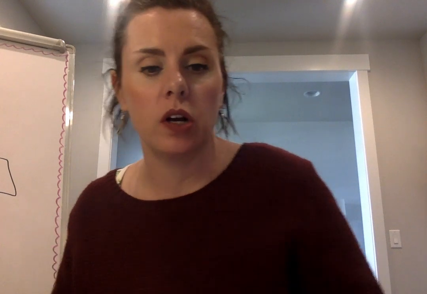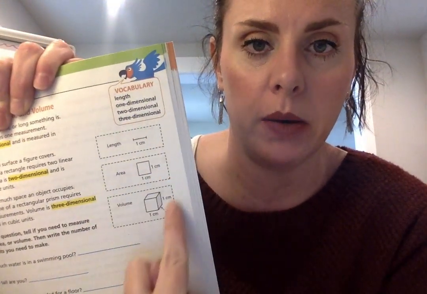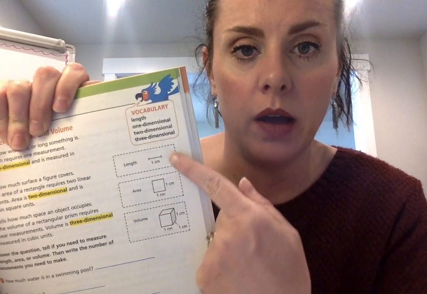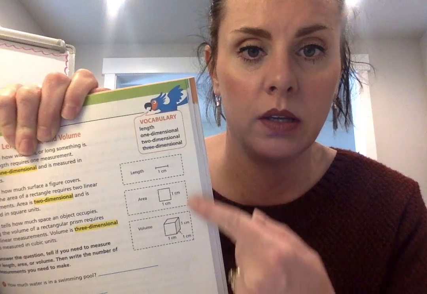All right, guys, we are starting right at the top. It says compare length, area, and volume. And on the right-hand side, there is a great diagram to help us understand what we're talking about right here. We've got length, we've got area, and we've got volume. Okay, I know you can all see the difference between these three pictures.